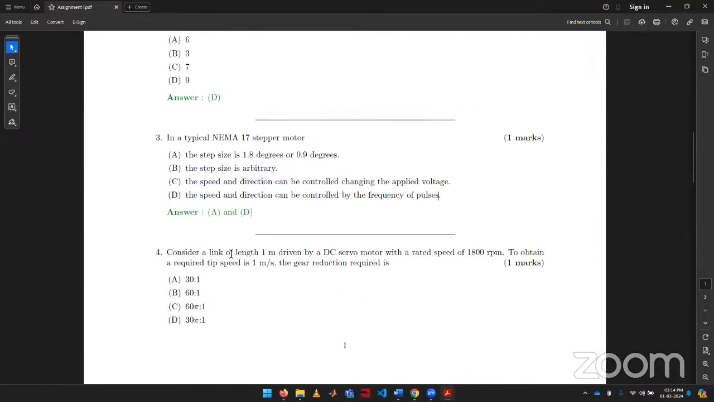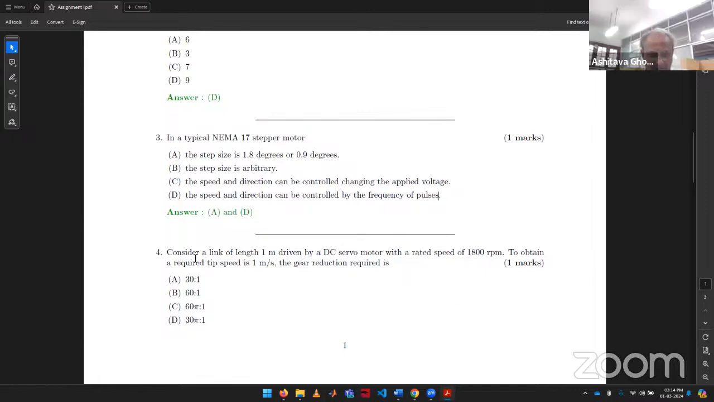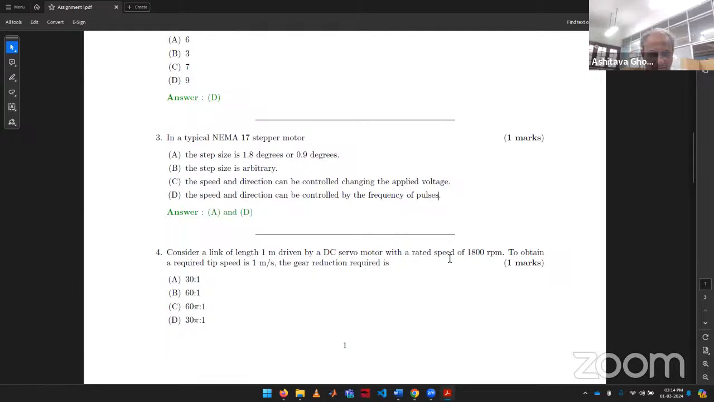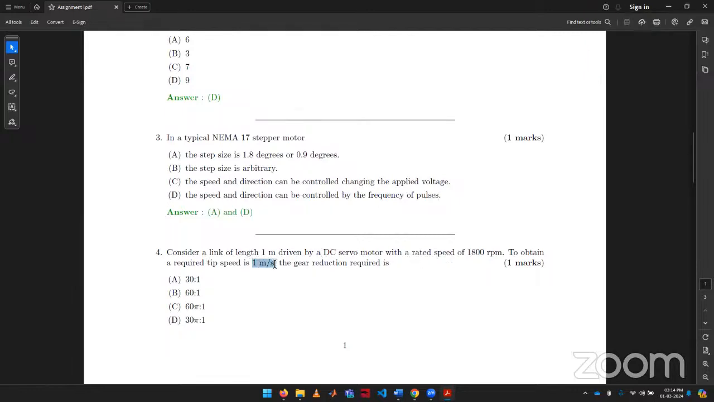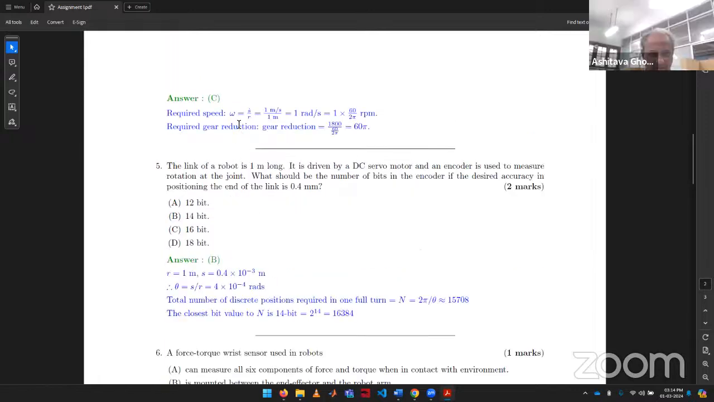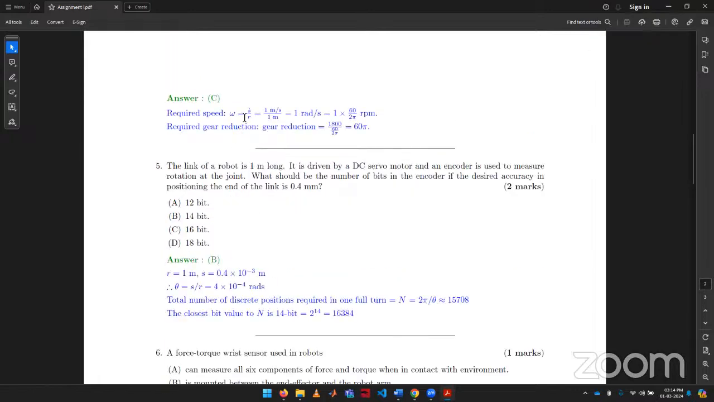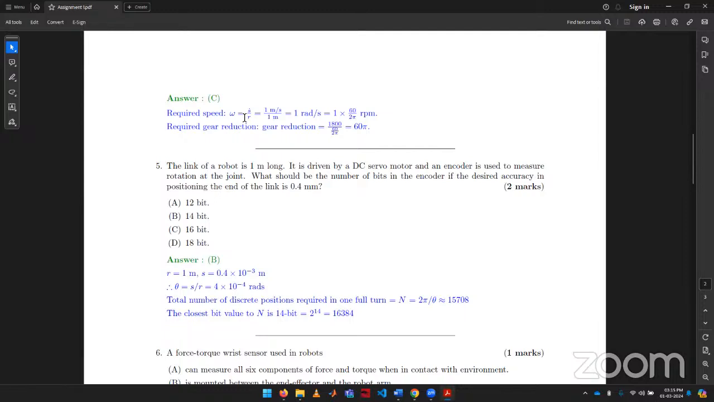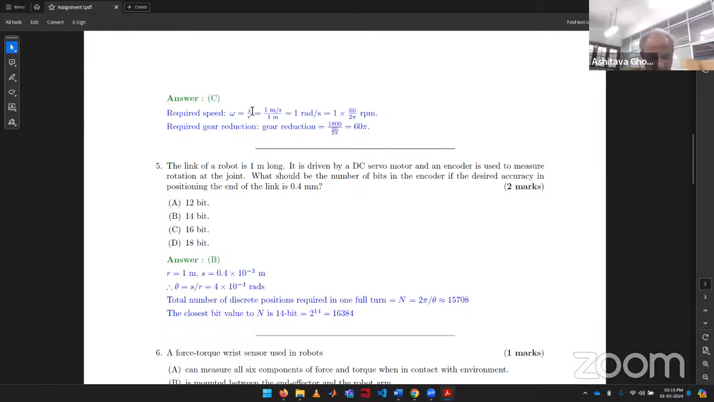So this one, I don't know if someone had any questions on this. So we need to move at 1 meter per second. So using the arc length equation, s equals r theta. So this s is the distance.